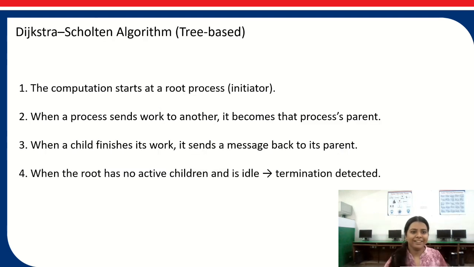Thanks, Abhiraj. The Dijkstra-Scholten algorithm solves this using a tree-based approach. Here's how: computation starts at a root process. When a process sends work to another, it becomes that process's parent. When a child finishes its work, it sends a message back to its parent. Finally, when the root is idle with no active children, termination is detected.